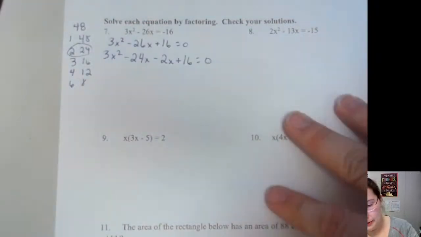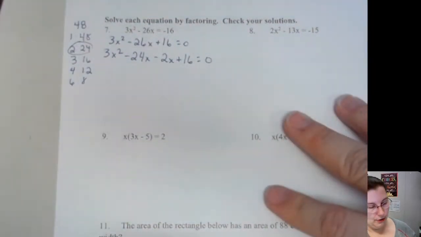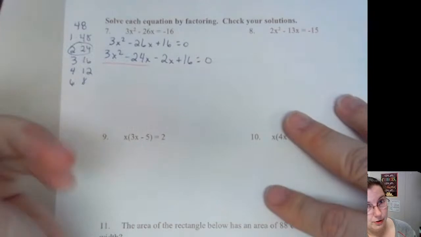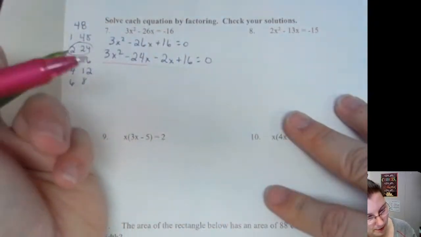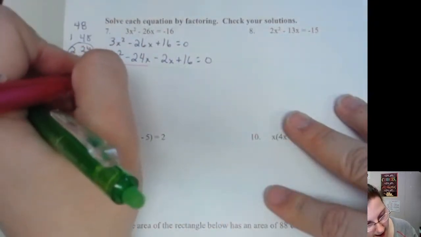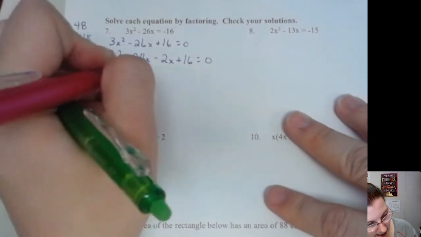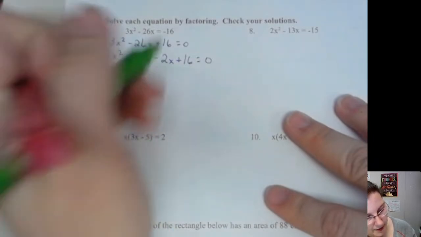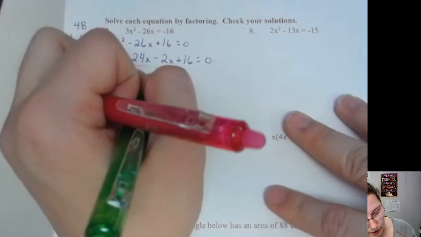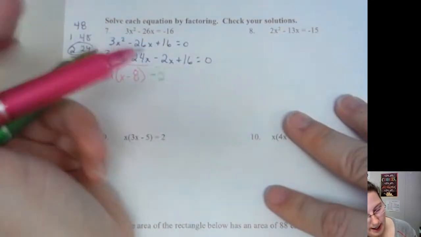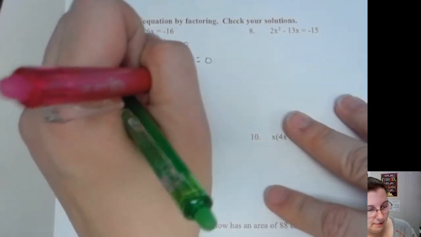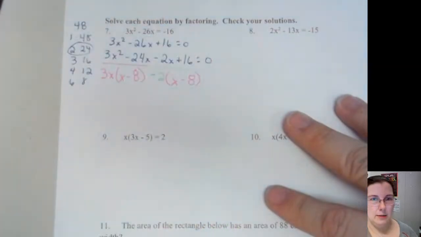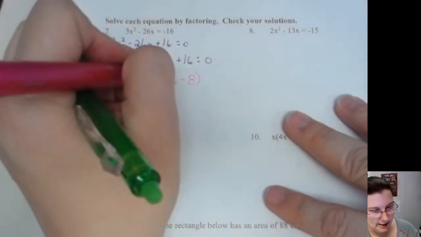So again, when I go to divide and conquer to factor this, I'm going to do my first two terms and my second two terms. So if I factor out a 3x, I'm going to be left with x minus 8. On this one, I'm going to factor a negative 2, so I'm going to pull a negative 2 out, and I'm going to be left with x minus 8. I switched colors there again, but you guys get the picture. It's hard to see that green.